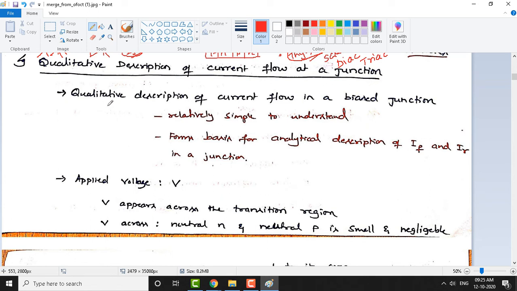Now let us see what kind of current results in a junction. The qualitative description of current flow in a biased junction, when we apply forward bias or reverse bias, is very simple to understand this kind of diode behavior by applying some external voltage. It also forms the basis or foundation for analytical descriptions of these currents, like forward current and reverse current in a junction.